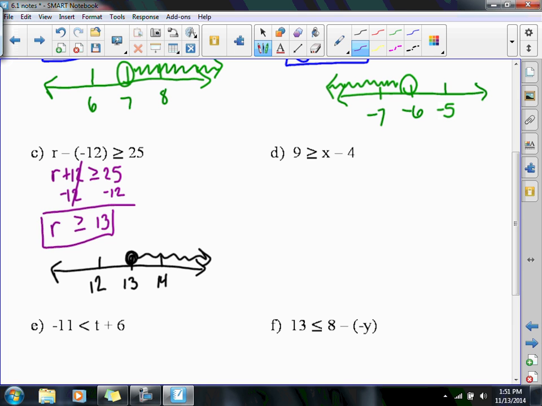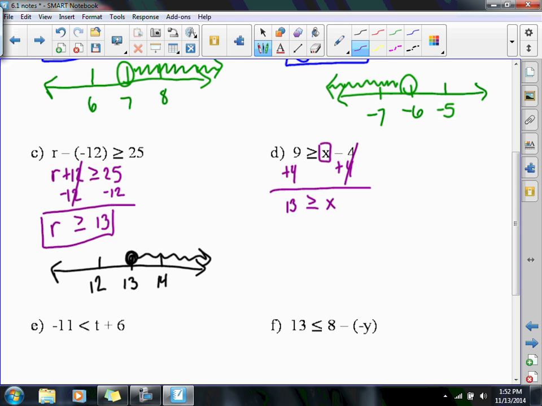Okay, for part D now, this is slightly different from the other ones that we've done because the variable's on the right side. Now with equations, that's not an issue, but with inequalities, we like our variables to be on the left. So I can still solve it the way it is, but when I get done, I want to make sure that I rewrite it so that my variable's on the left side. So if I'm going to get the x by itself, I'm going to have to add the 4 to the other side of the inequality. So I'll have 13 is greater than or equal to x, because the 4's will cancel.